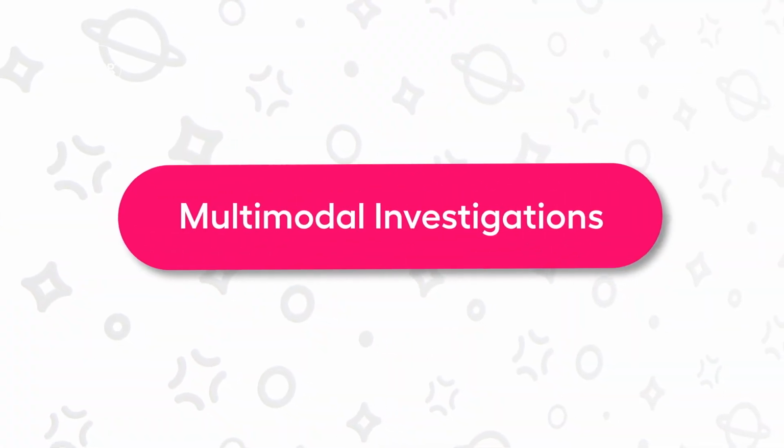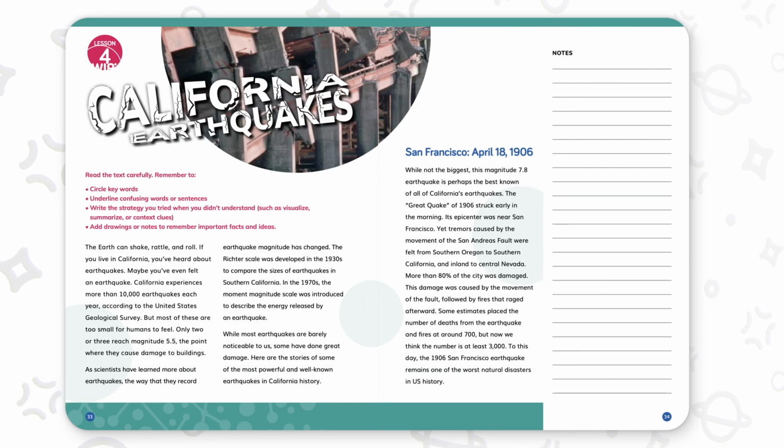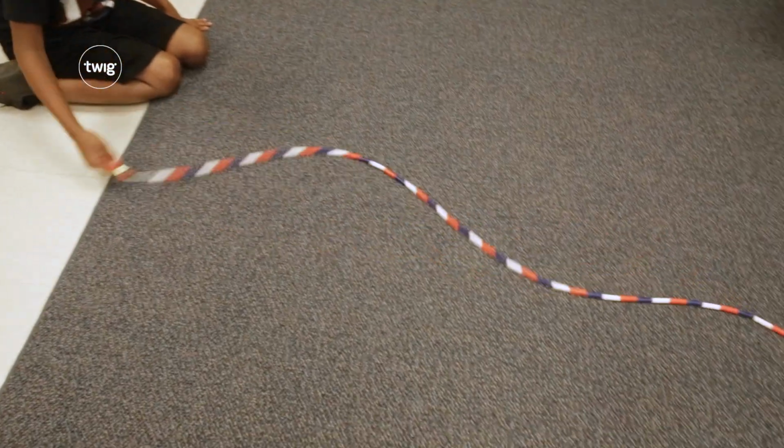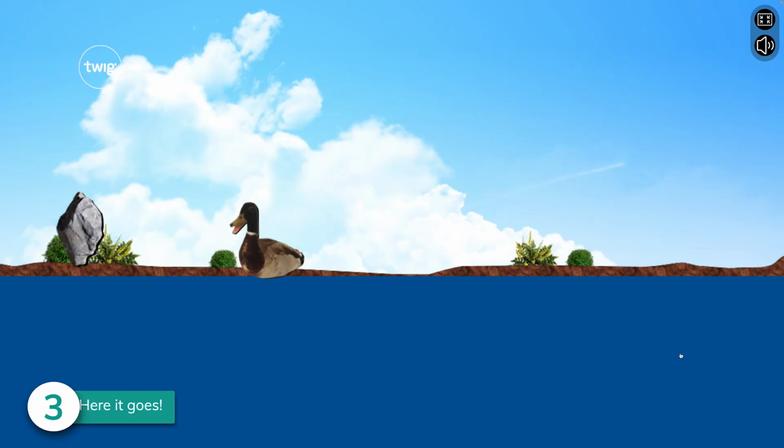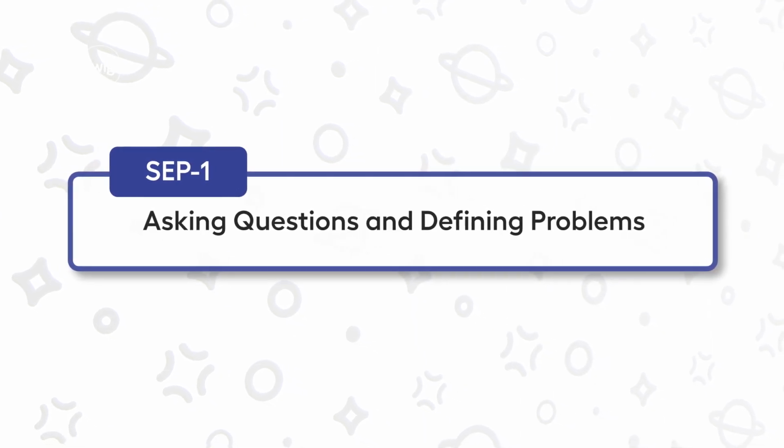Okay. Students deepen their understanding of waves and the anchor phenomenon through a series of multimodal investigations. They close read informational articles, use a rope to model waves, and explore a digital interactive. They engage with SEP1 to ask questions and predict outcomes about cause and effect relationships.